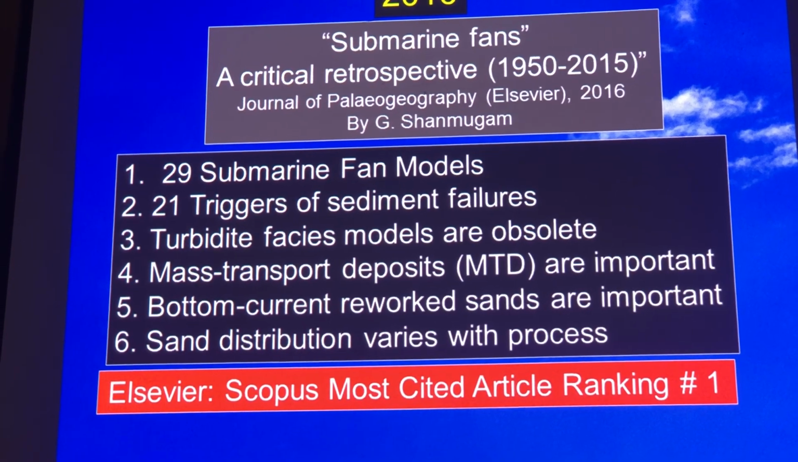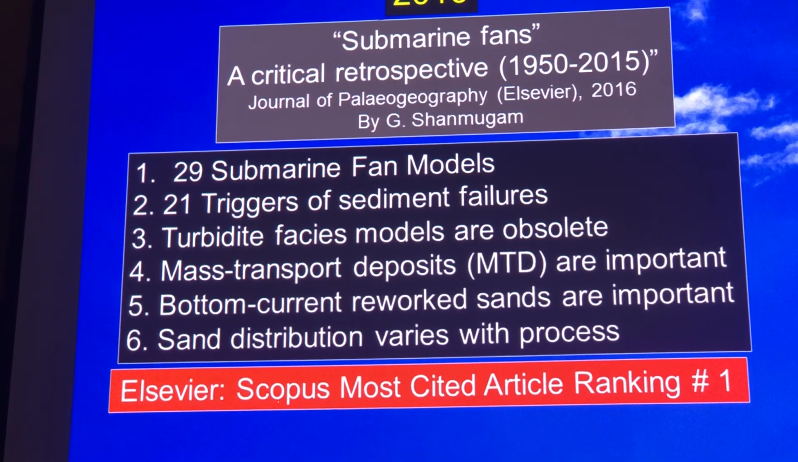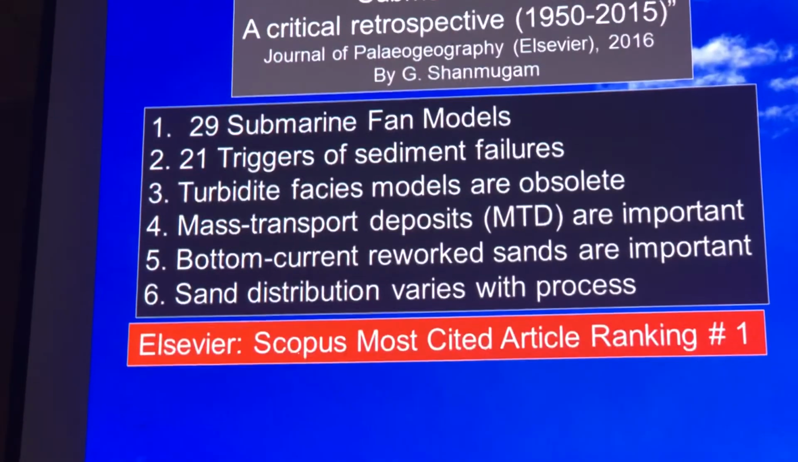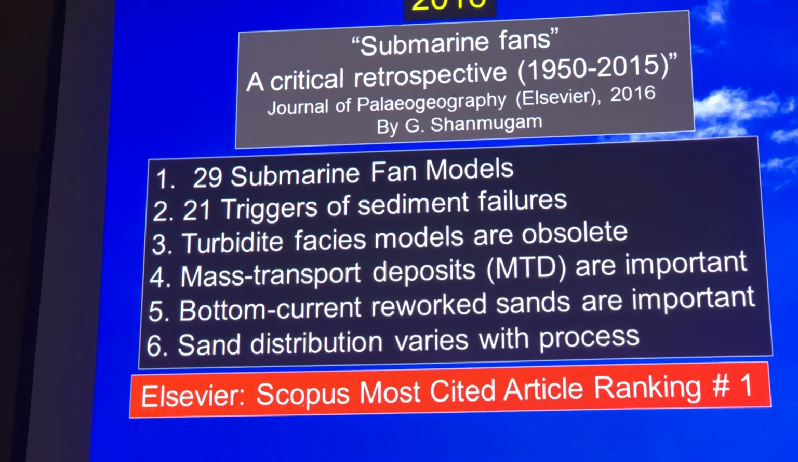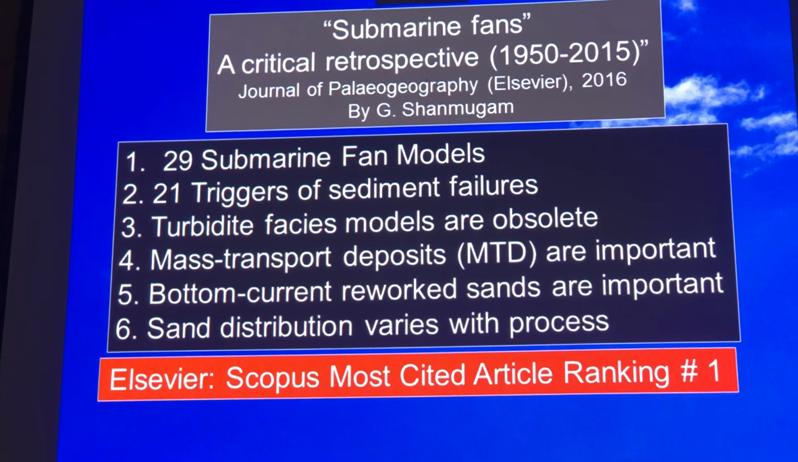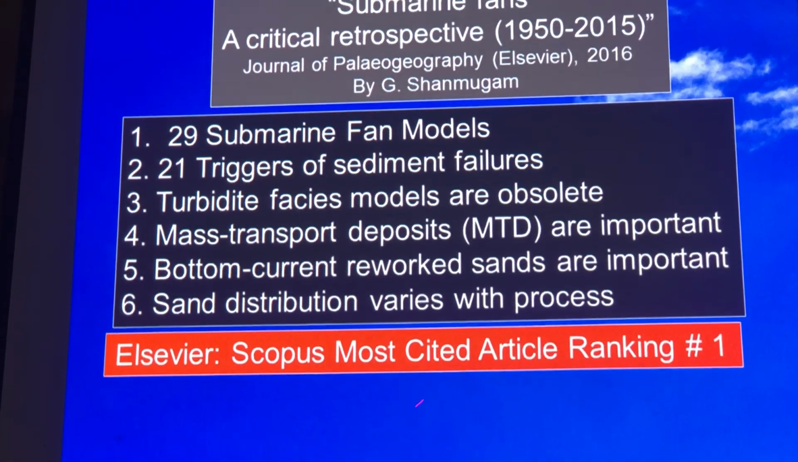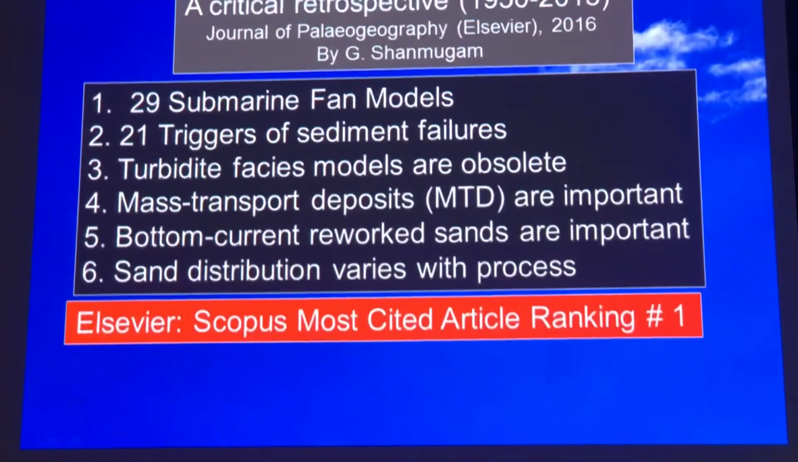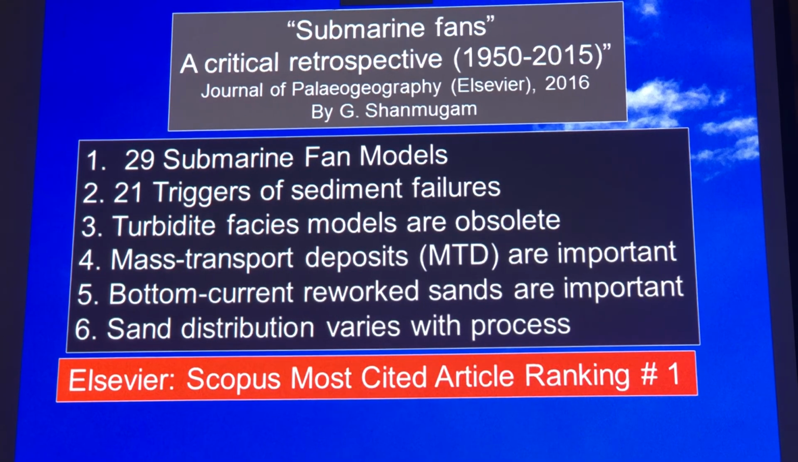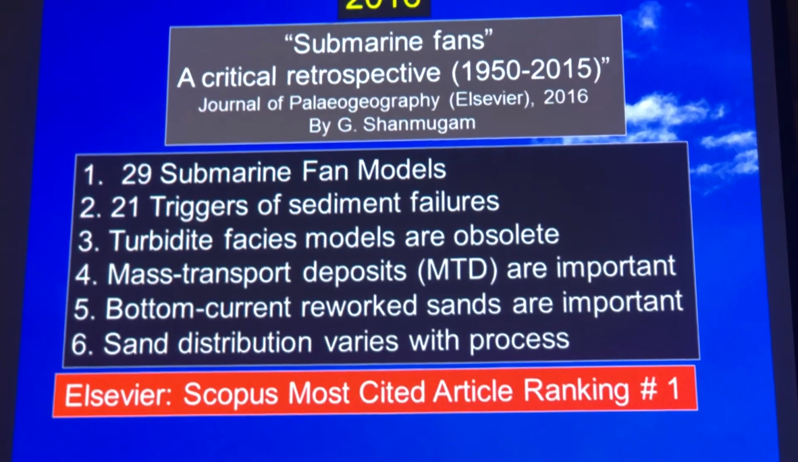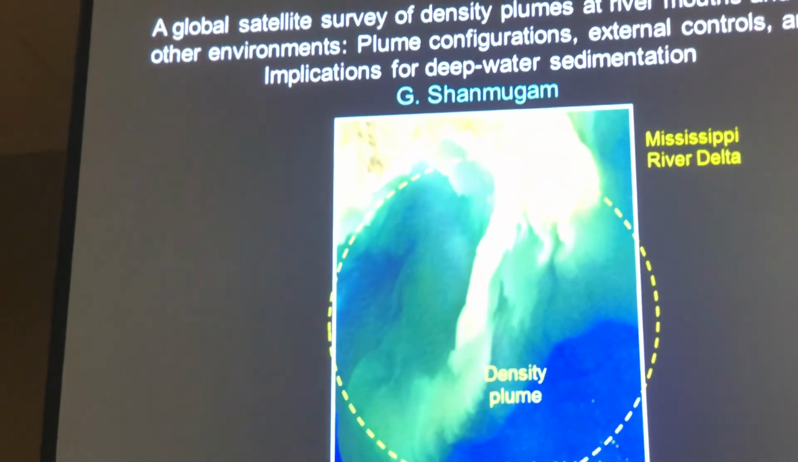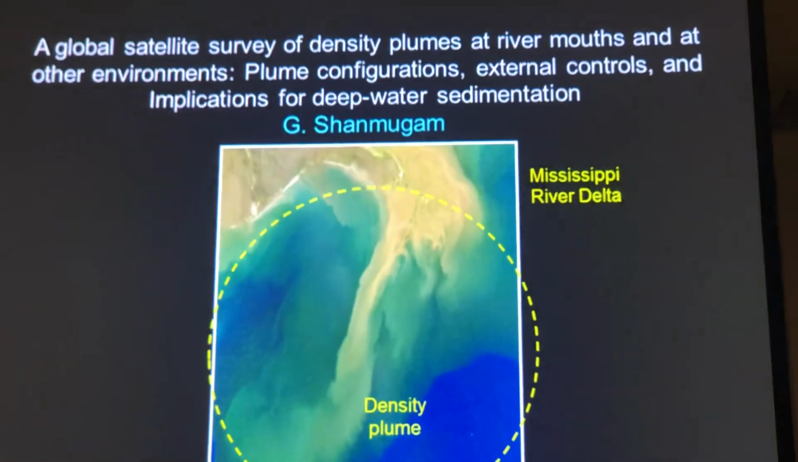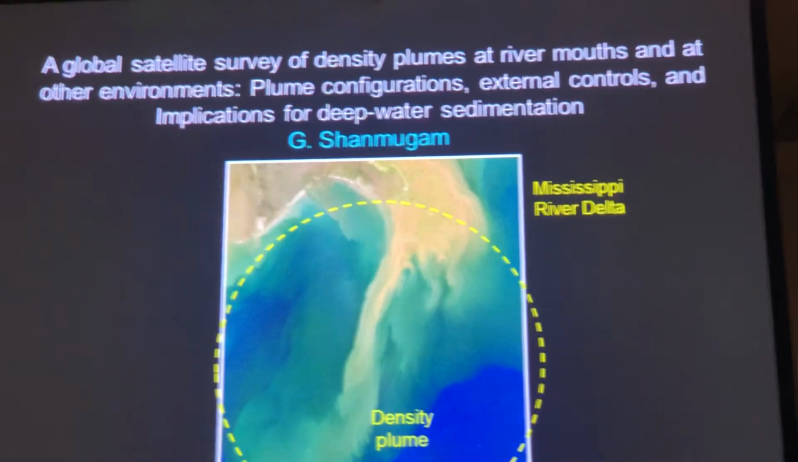After it was published, Elsevier published their Scopus citation index data recently. According to that citation index, this paper is the most cited article during the last 3 years. It's ranked number 1. So people are paying attention to these controversial ideas. That is the review of turbidites and fans.